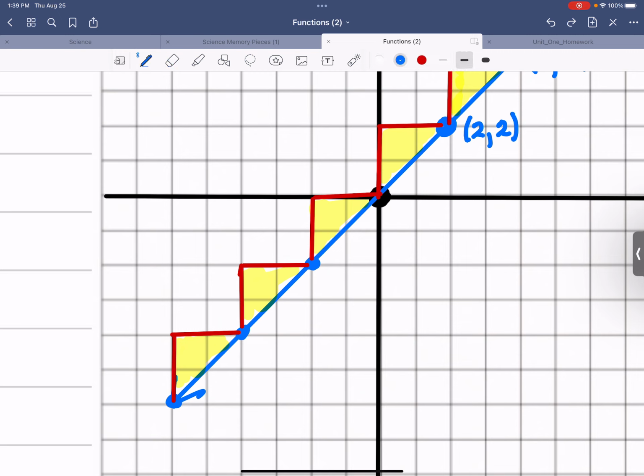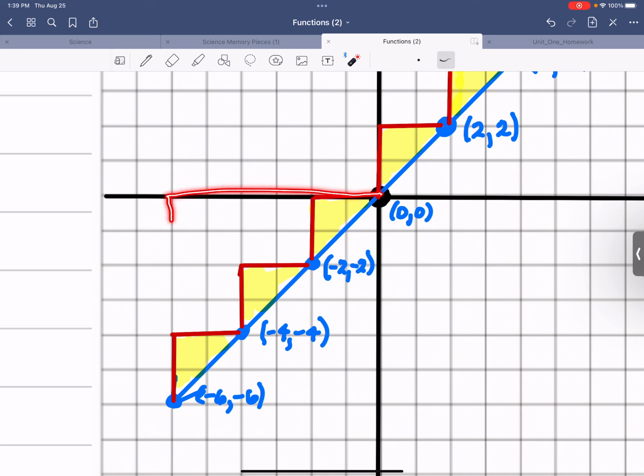I'm sorry, I'm having difficulties here. This is negative 2, negative 2. This is negative 4, negative 4. And this is negative 6, negative 6. Because to get here, starting at origin, I'm going back 6 and down 6. This one, I'm going back 4 and down 4. Back 2, down 2. No movement from origin.